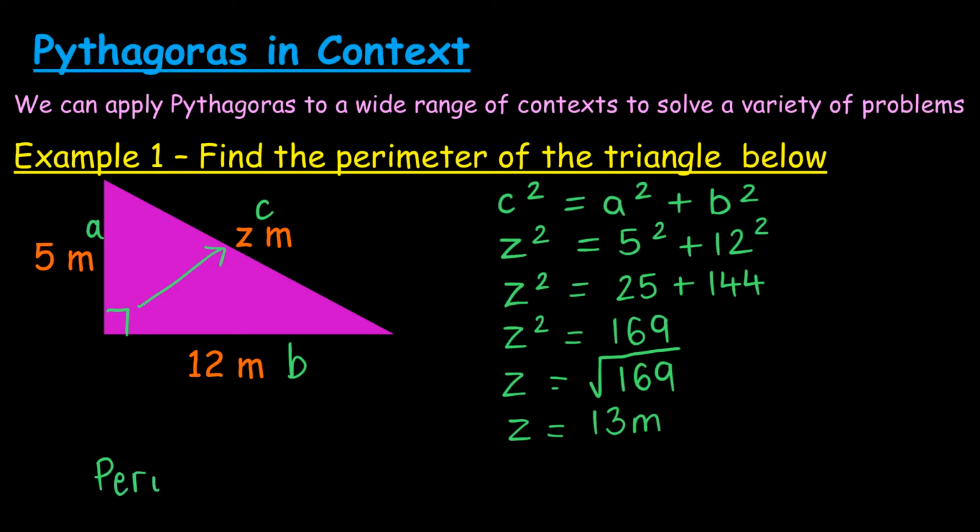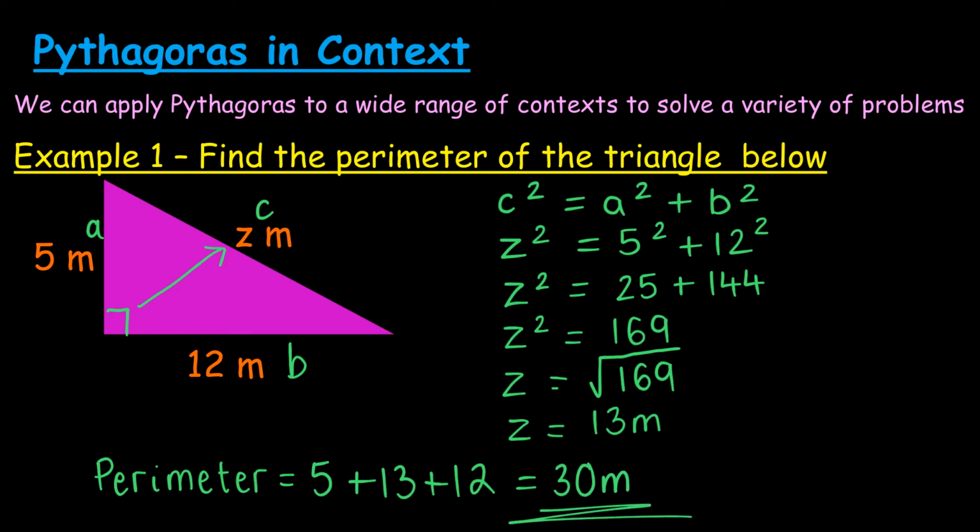So perimeter, we know from our last topic, is the distance around the outside of a shape. So we're going to start here and add the 5, this side here, which we know is 13, and then this bottom, which is 12. So 5 plus 13 plus 12 gives us an answer of 30 metres, and that's the perimeter of the triangle.